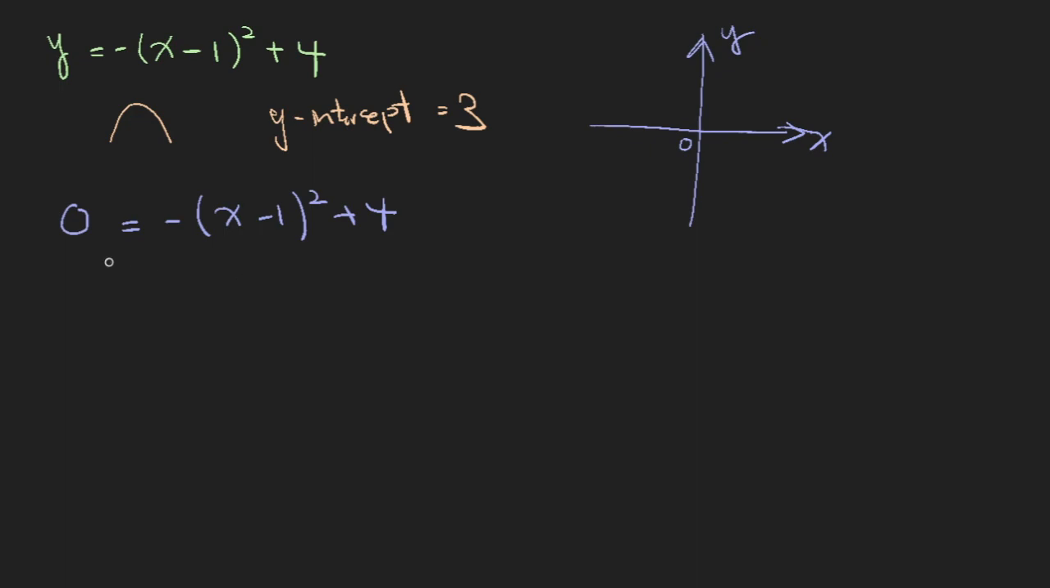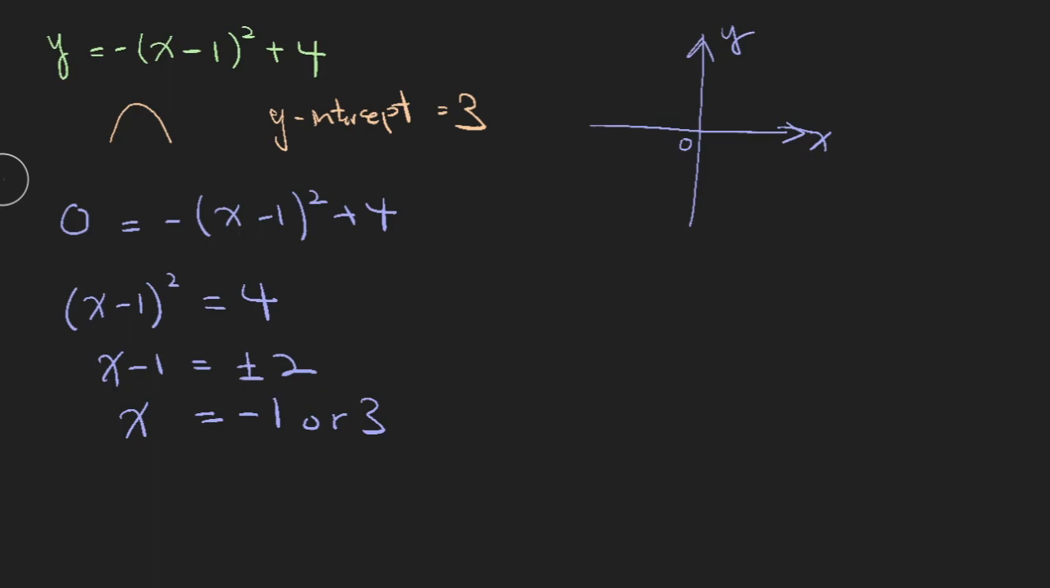So we bring the 4 over to the other side and then remove the minus sign. You have this, square root both sides, you have plus minus 2, and x takes on two values. x is either equal to minus 1 or 3. So now let's plot the graph.